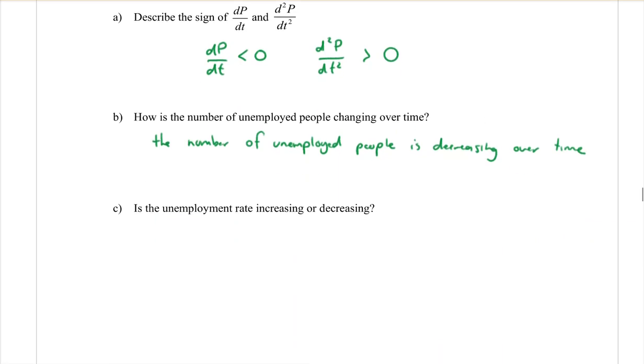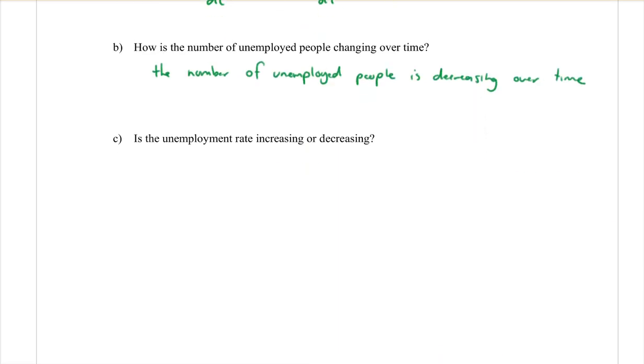So this is how I'm going to word it. I'm going to say the number of unemployed people is decreasing, but at an increasing rate. So there are fewer unemployed people. Which means there are more unemployed people. The rate is going back up. The rate is going back up.